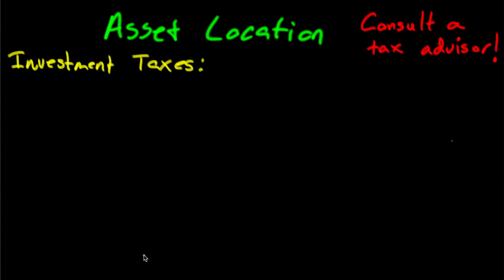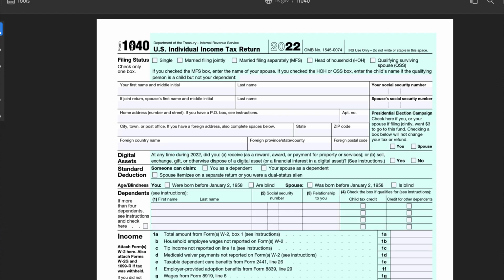Okay, so that was the different types of investment accounts. And now I want to talk about the taxes that can be generated from your investments themselves. And to talk about that, I'm going to pull up what's called a Form 1040. This is the summary page of your tax return.